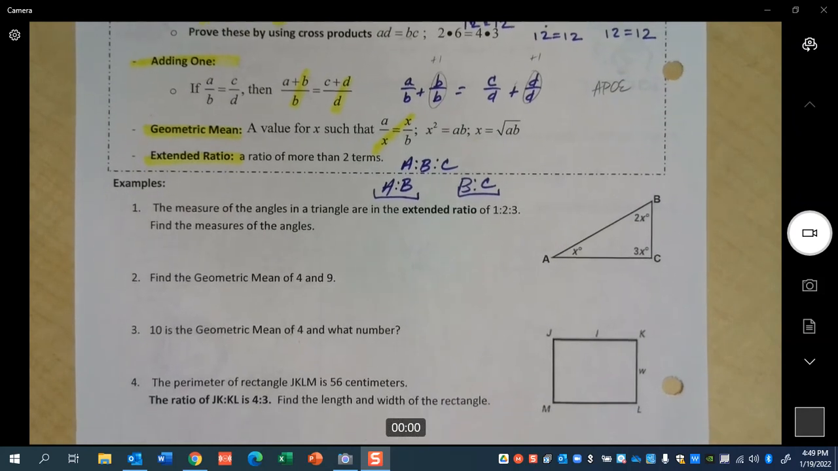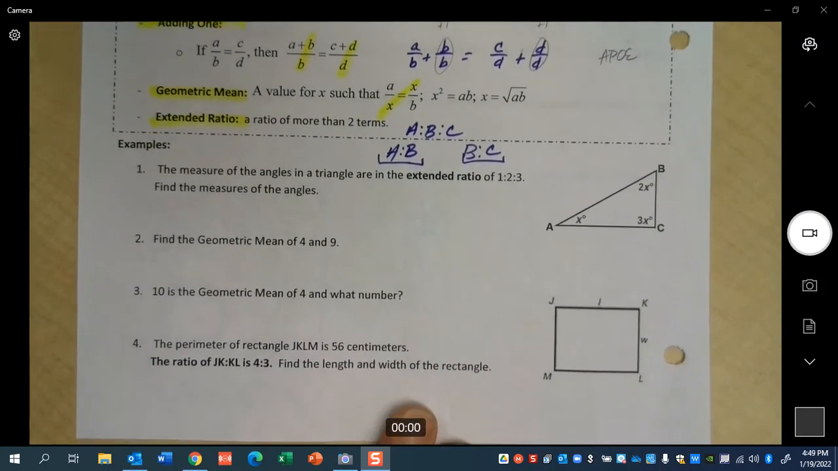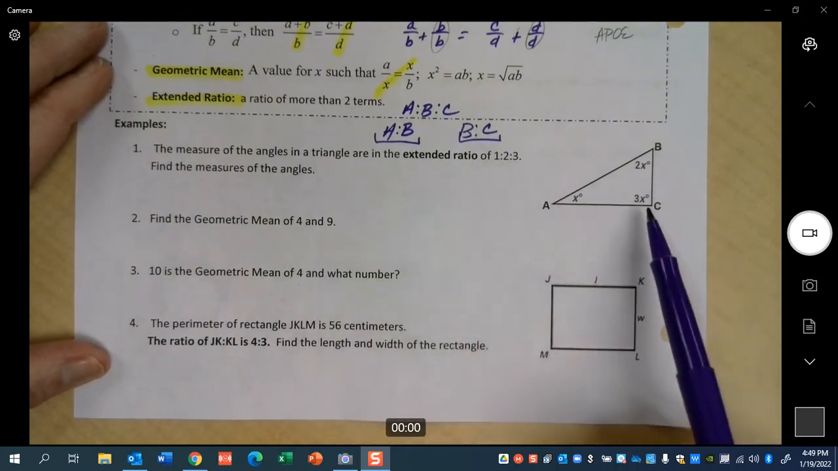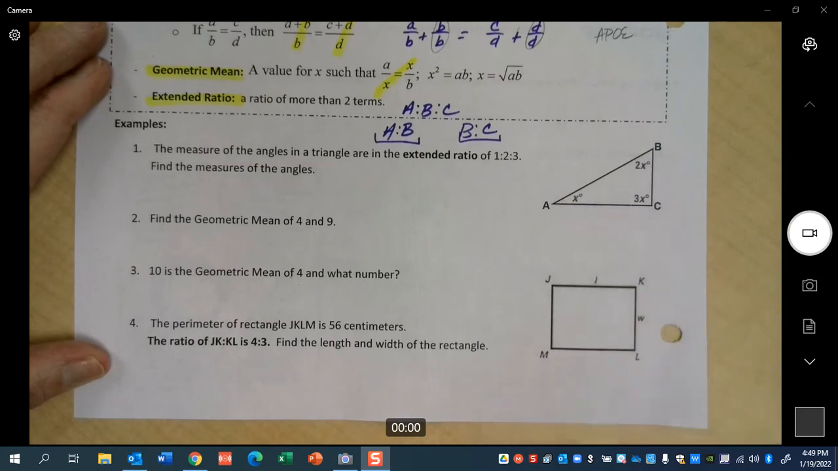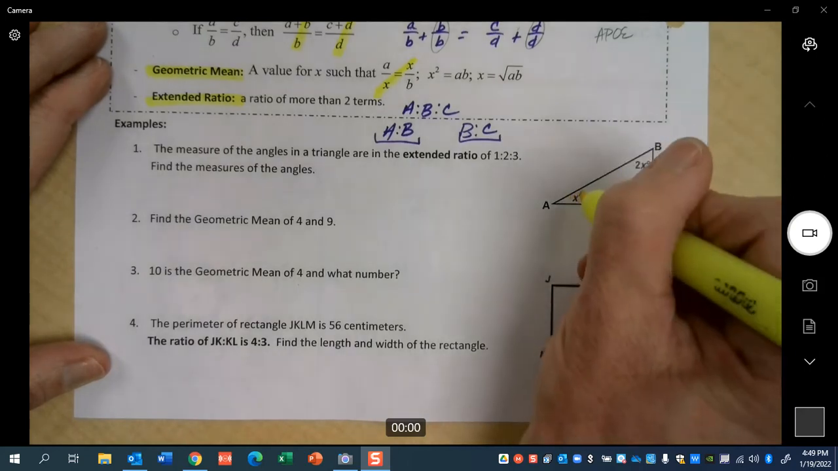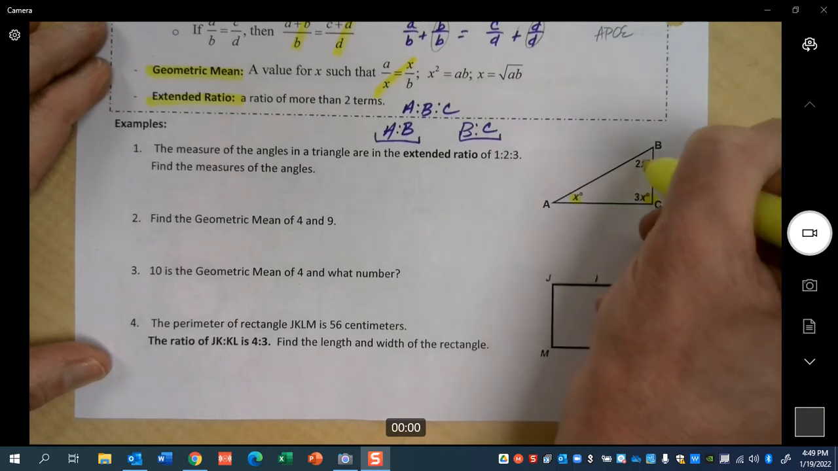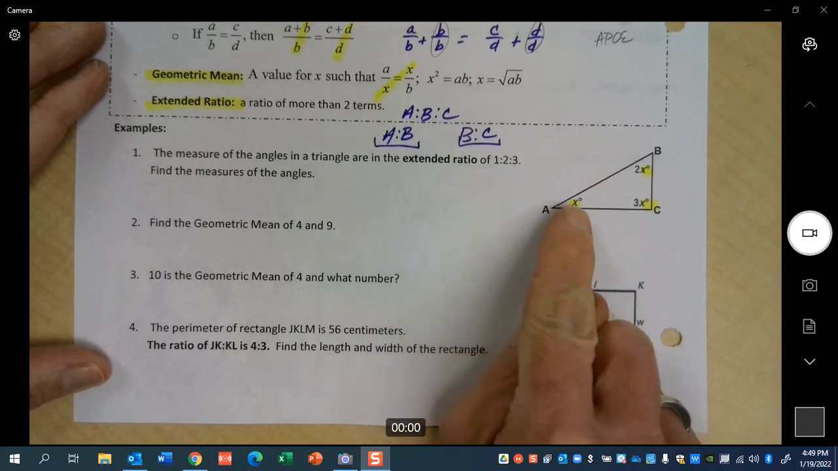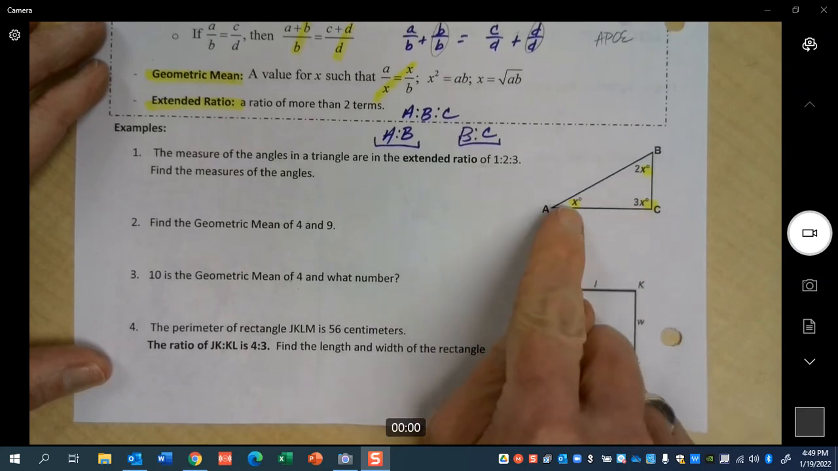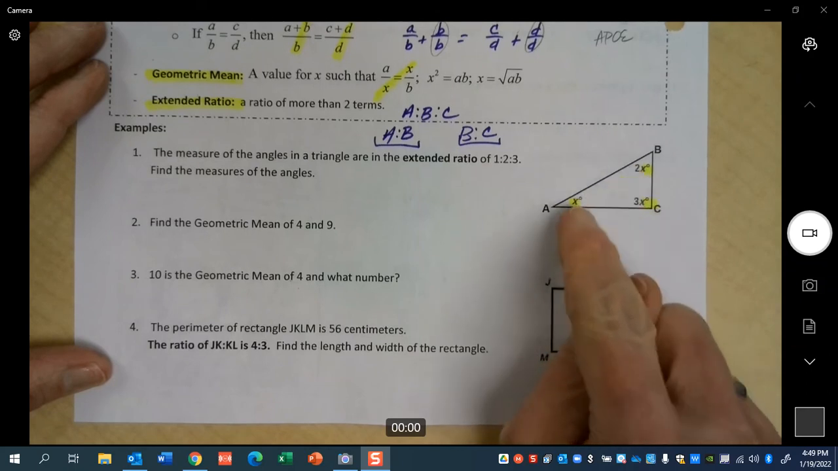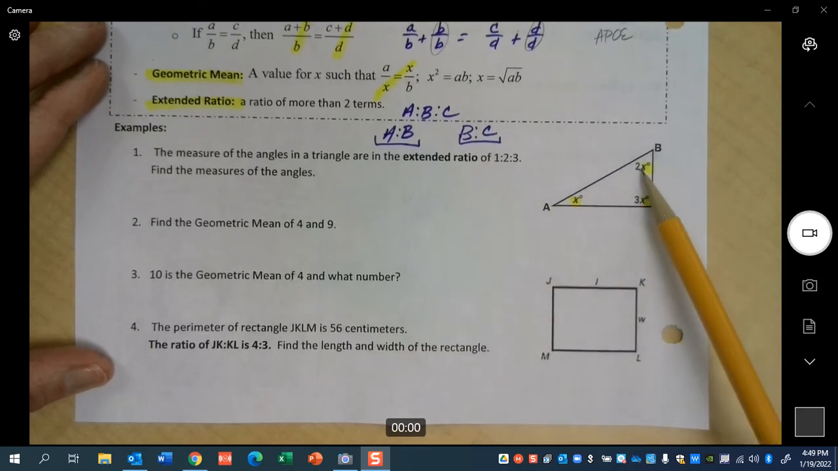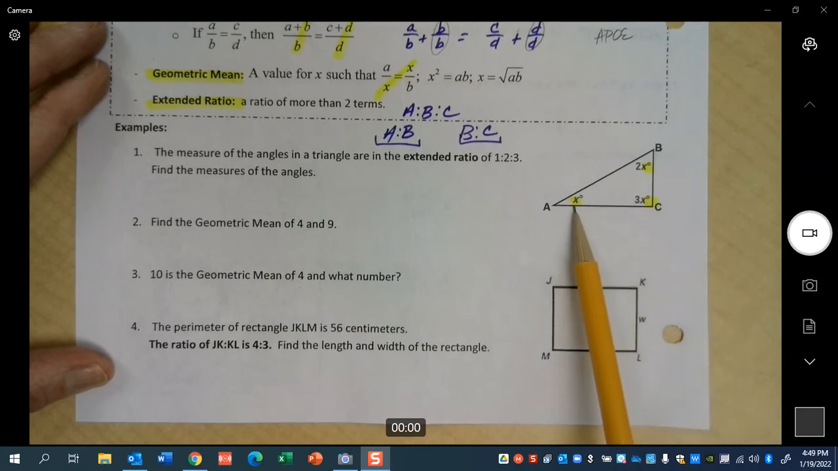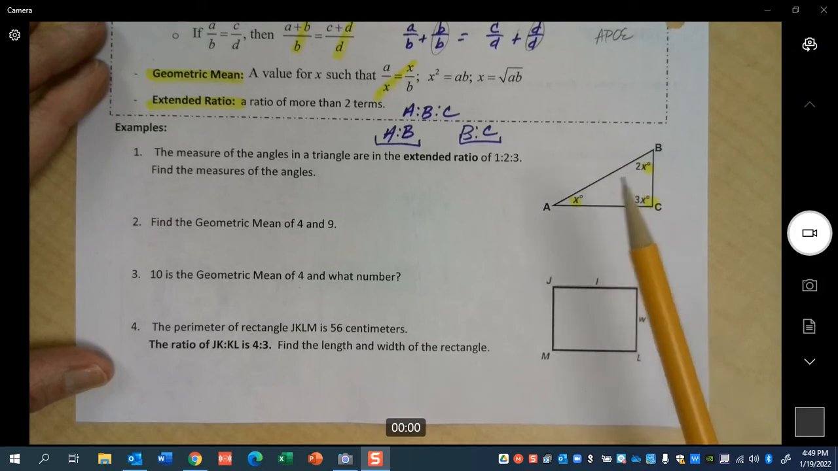All right, so let's try some problems. The measures of the triangle are in the extended ratio 1, 2, and 3. So you see that here in this picture, and I love that we're starting off with this because what this means is this ratio has been simplified by some factor x. That ratio is 1 to 2 to 3. This angle and this angle have a 1 to 2 ratio. This one is twice this one. This one is 3 times this one. And these have a 2 to 3 story.